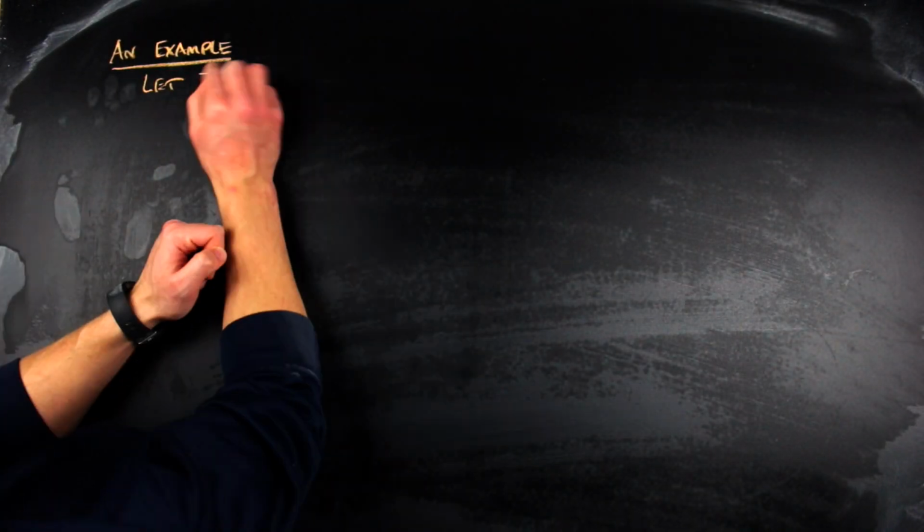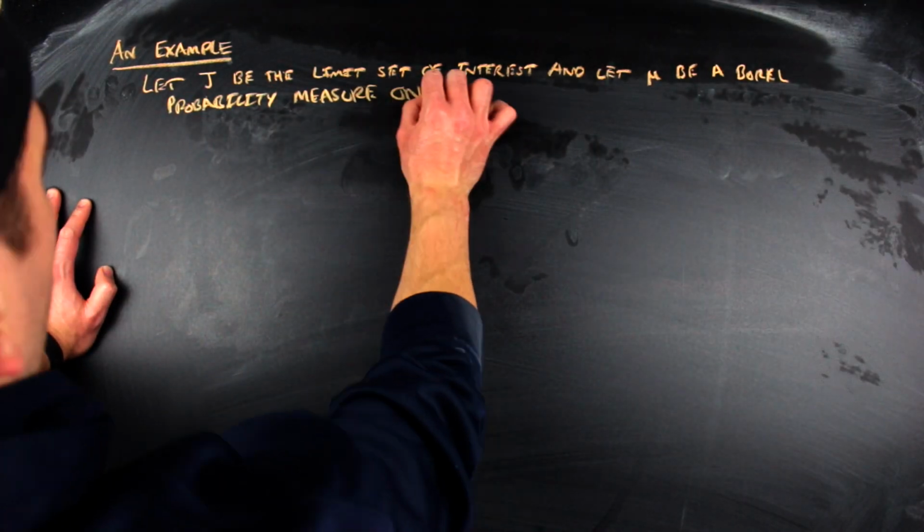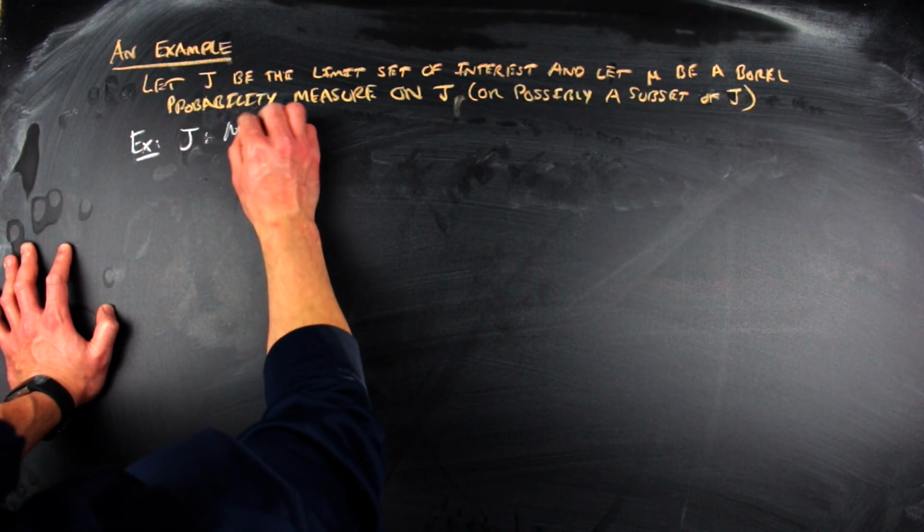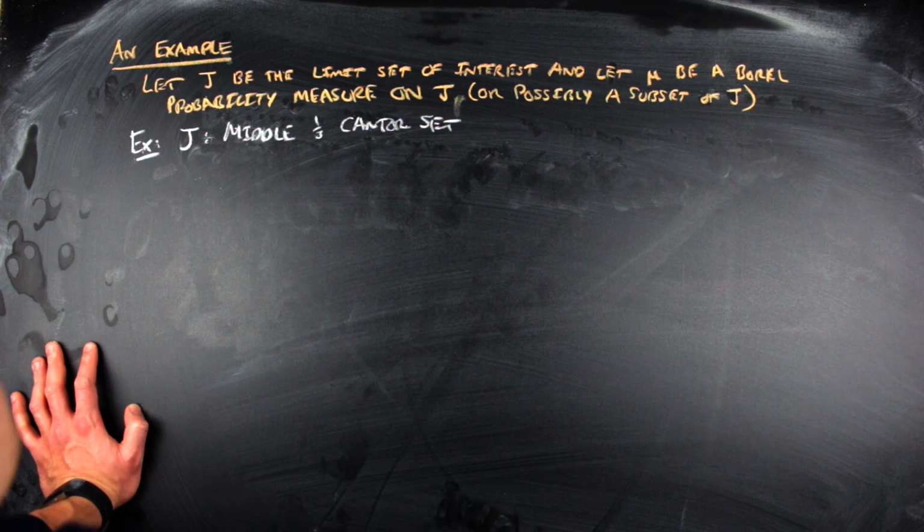And so I should give you an example of how a set might be construed as irregular. And I'm not going to do this by constructing one that's irregular. Instead, I'm going to do this by taking one that's regular and distributing something on it in an irregular way. You can do this in general by letting J be a limit set of some process, and letting mu be a Borel probability measure supported on that limit set, or possibly a subset of the limit set.